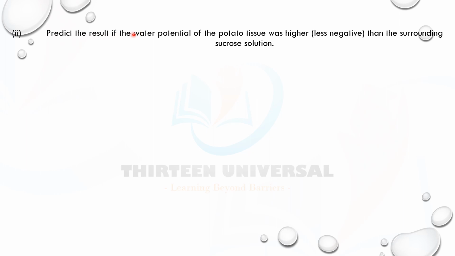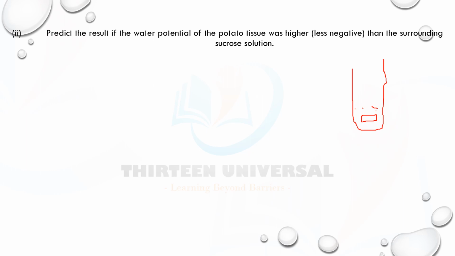Predict the result if the water potential of potato tissue was higher, or less negative, than the surrounding sucrose solution. I want you to pause the video and try to solve it. Pause the video. All right, so remember, if we have something like this, look at this. This is potato tissue placed in it. Let's see what happens. So it was submerged in this sucrose.